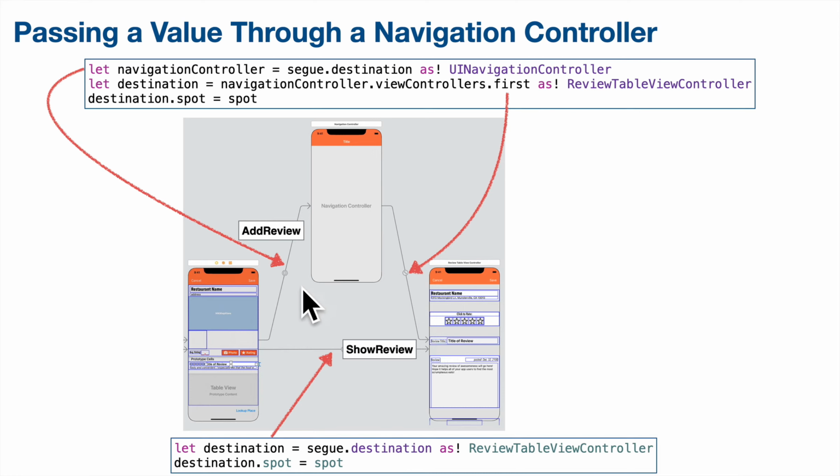Now to do that, we're going to use this statement here, navigationController.viewControllers.first. So viewControllers is an array of all of the view controllers that are associated with the navigation controller. Now the reason why this is an array is there could be lots of different view controllers attached to a single navigation controller. We can see that in our current app.